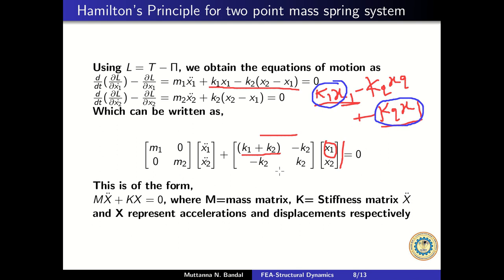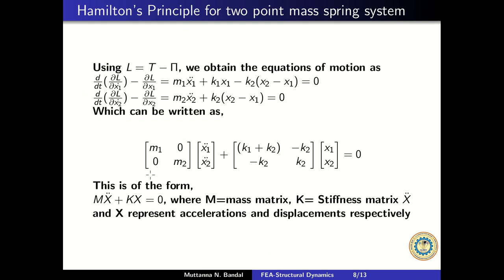Similarly, coming to this point, minus k2 into x1. k2 is there and minus x1, so minus k2 into x1, plus k2 into x2, this into this. So in the sense, these two equations can be represented in a matrix form as this.